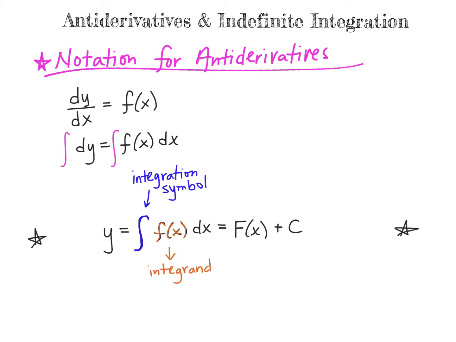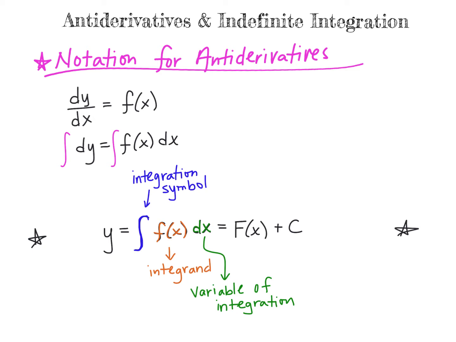F of x, the function on the inside of the integral, is called the integrand. It's what we are integrating, or taking the antiderivative of. The dx after the integrand is called our variable of integration. It's telling us that we're integrating with respect to the variable x here. This very well could be dt, dA. It just has to match the variable of our function. In this case, it's x.